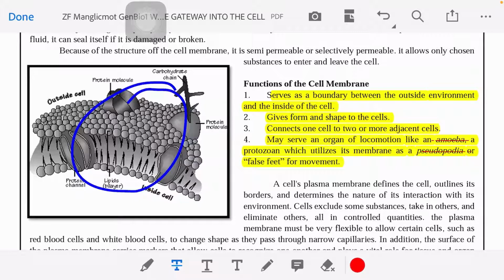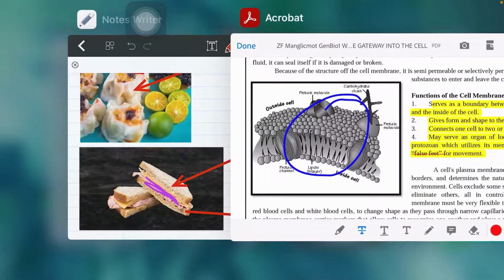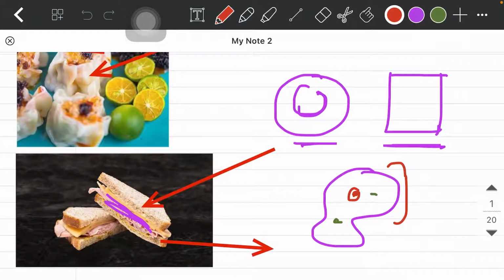Pag sinabing pseudo or false feet, it acts like a feet, kaya lang hindi siya yung regular na feet or regular part for movement. So, kung babalik tayo dito, imagine niyo na lang napakaganda kong drawing ng amoeba. It moves based on the movement of the entire cell itself. So, isang single cell yan.